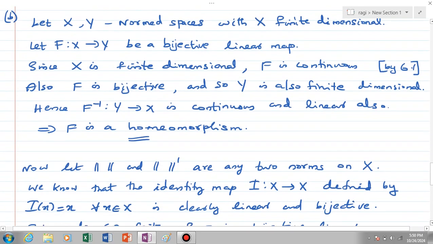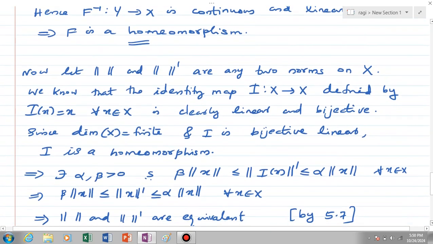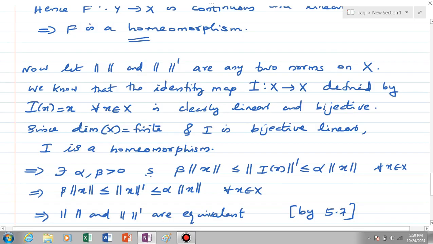Okay. Now we have to show that any norms on capital X are equivalent. So we are taking two norms, norm and norm dash, on capital X. We have to show that they are equivalent. Now we are considering the identity map capital I from X to X defined by I of x is equal to x for every x element of X. This map is clearly linear and bijective.